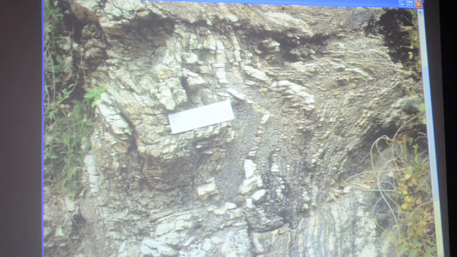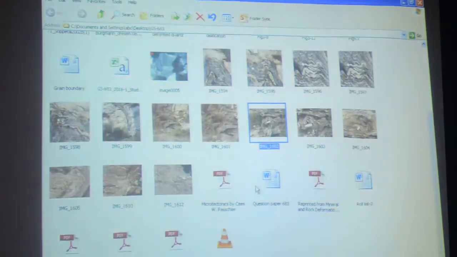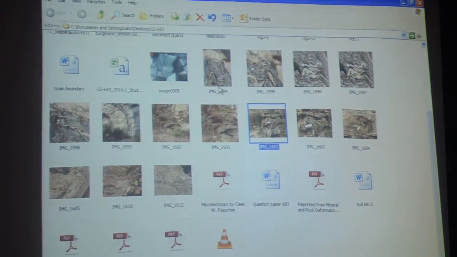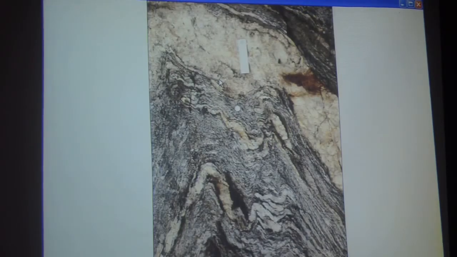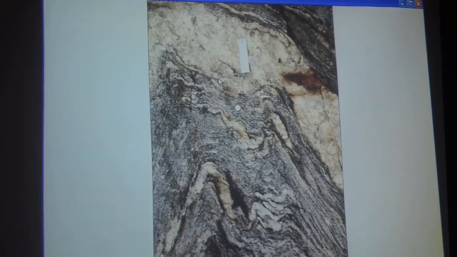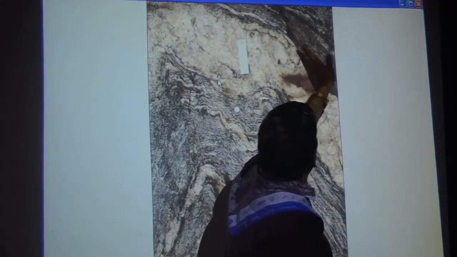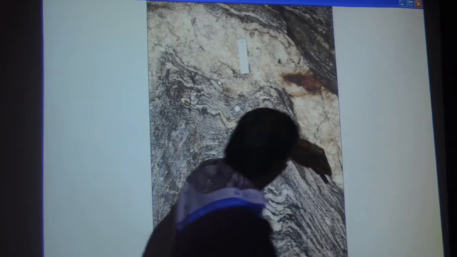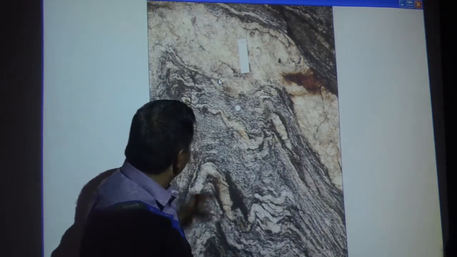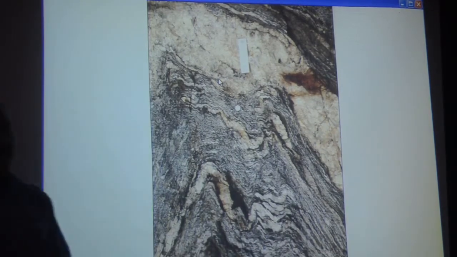I'll show you one more photograph. You see this one, I already showed. This one, go back again. So which is the schistosity plane, you see? Suppose this part you see, along this the rock will break. If you break it, it will go out like this. Can you see now?